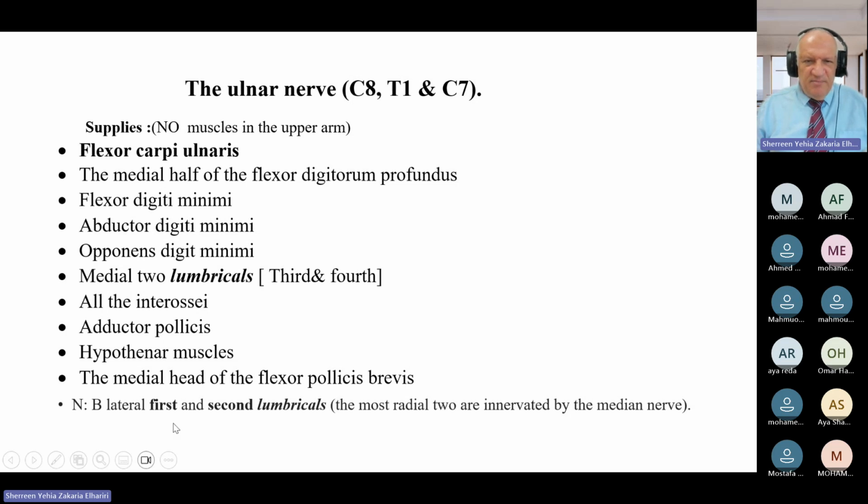First and second lumbricals are innervated by median nerve. The medial two lumbricals are supplied by ulnar nerve, the other by median nerve. Okay.